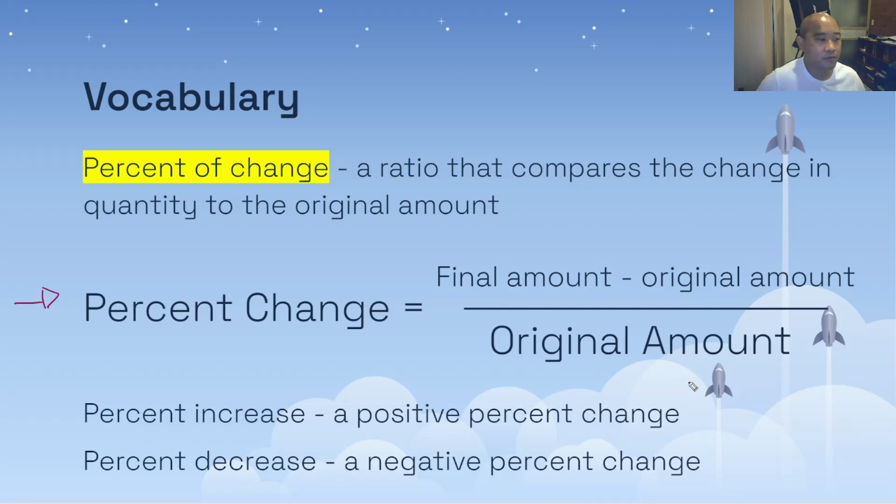Or let's say that you're running a 40-meter dash, or 100 meters, or 400 meters, or a 5-kilometer race, and you get faster and faster. What percent have you gotten faster? That's kind of what this is all about.